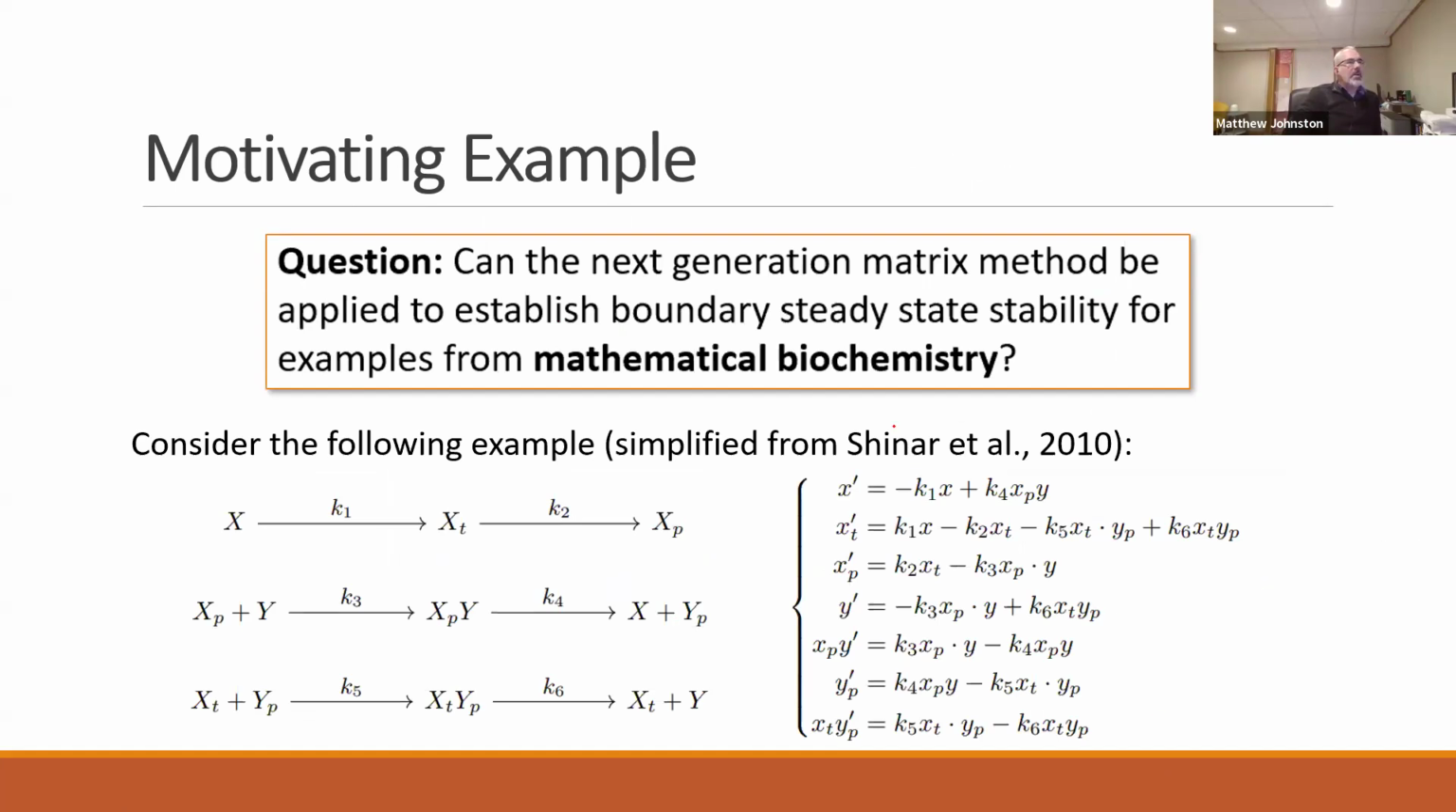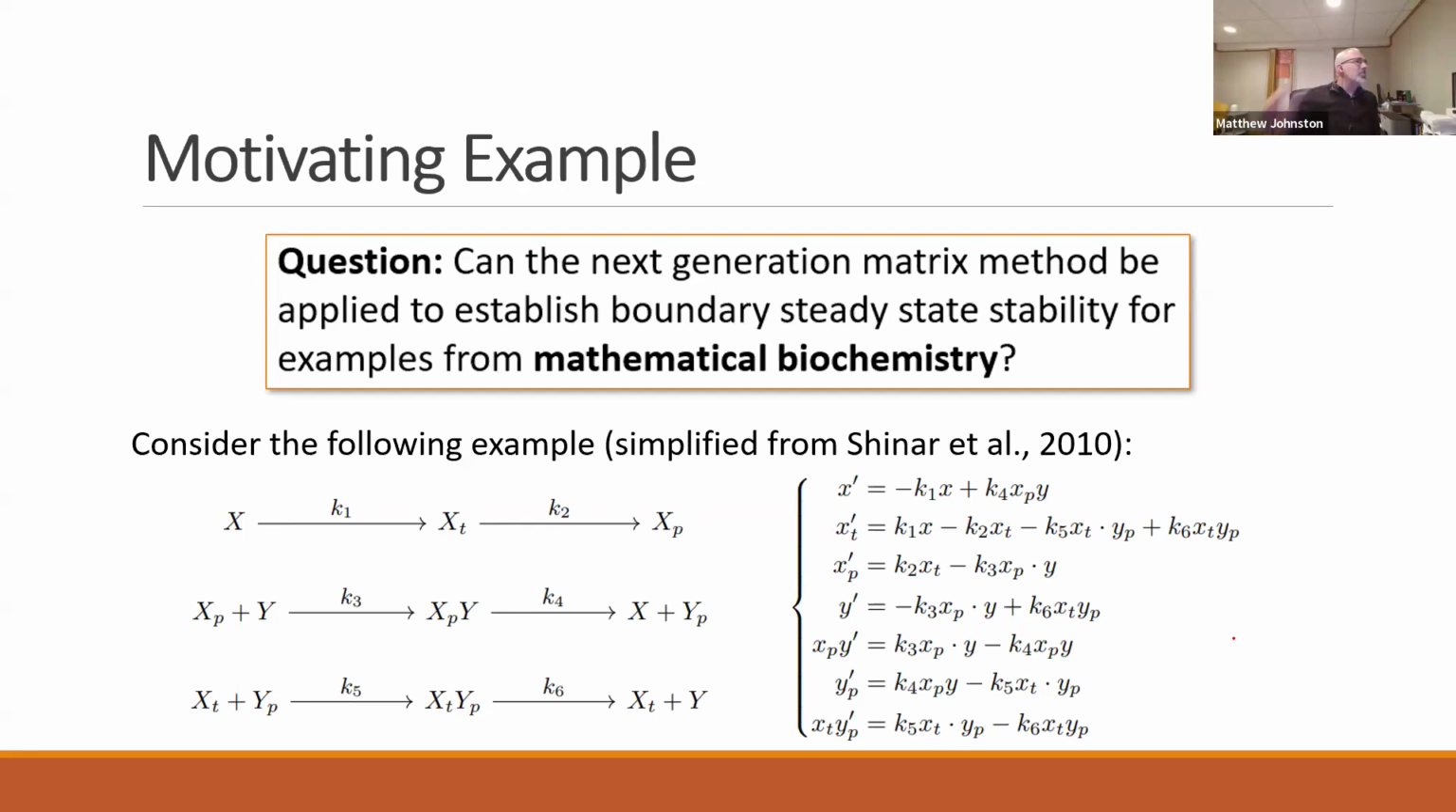This is simplified from the EnvZ-OmpR system from the famous Shinar-Feinberg paper on absolute concentration robustness. So it's a little bit simplified. It's got a little bit less, and it's only 6 reactions. It's got these 7 species in it, a few intermediates popping up in there.